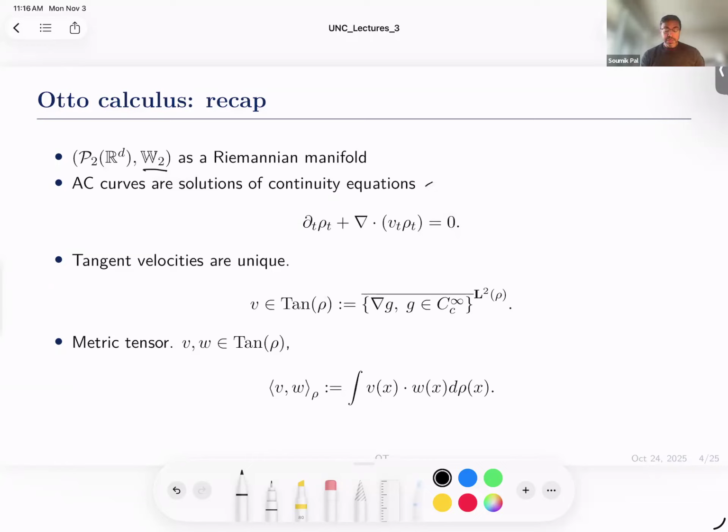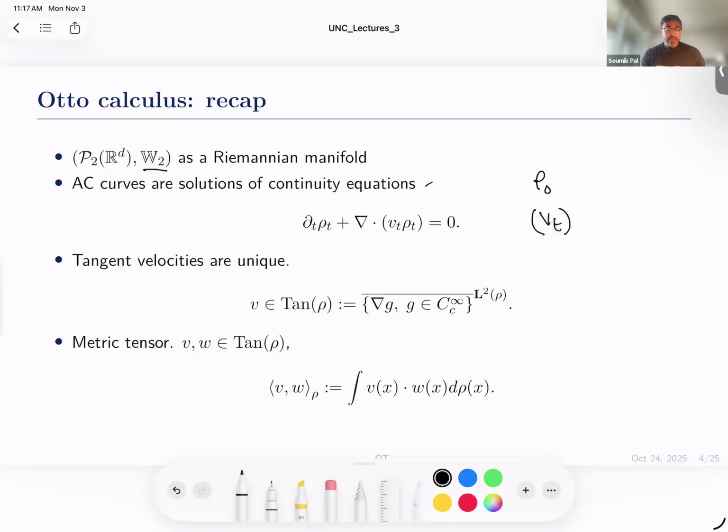These are curves of probability measures that satisfy ∂_t rho_t plus the divergence of v_t rho_t equals 0, where what I'm given is rho_0, the initial point of the curve, and the velocity fields v_t at every time. So these are my smooth curves.